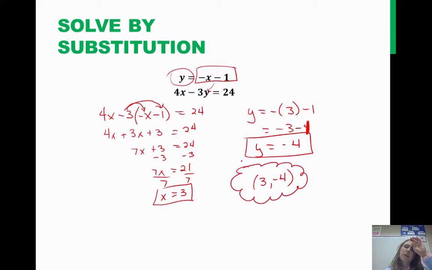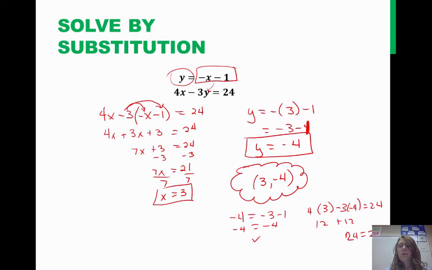Now, we want to check to make sure that we did this right. We'll put it back into both equations and check. So if y is -4, equal to -3 minus 1, -4 equals -4, that one checks. Now let's try the other one. 4 times 3 minus 3 times -4 equals 24. Well, 12 plus 12, yep, that's 24 equals 24, so it works for both equations. We know that it works. This is indeed where they intersect.